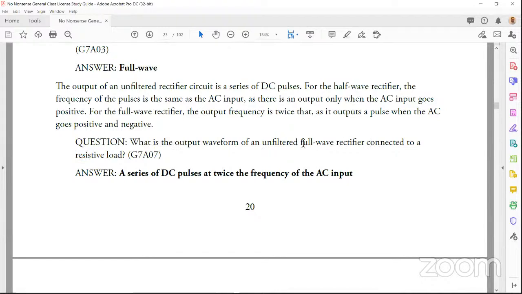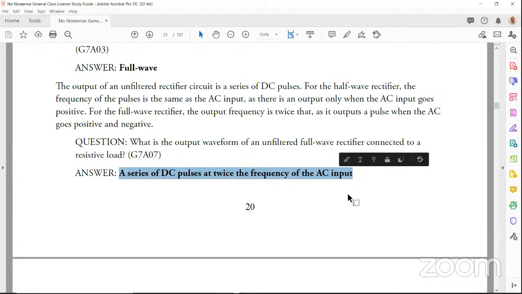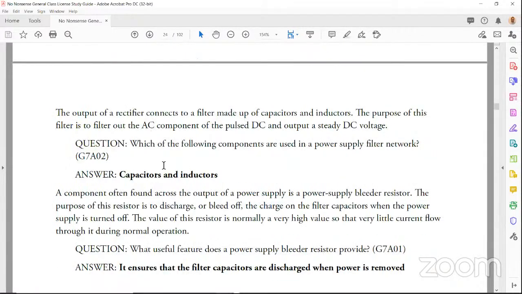So with the full wave rectifier, we said that half wave rectifiers will have the same frequency as the AC, but we said a full wave will have twice that amount. So the answer for a full wave rectifier, the waveform will be a series of DC pulses at twice the frequency of the AC input. If you recall, for a half wave, it's the same, but for a full wave, it's twice the frequency of the AC input.